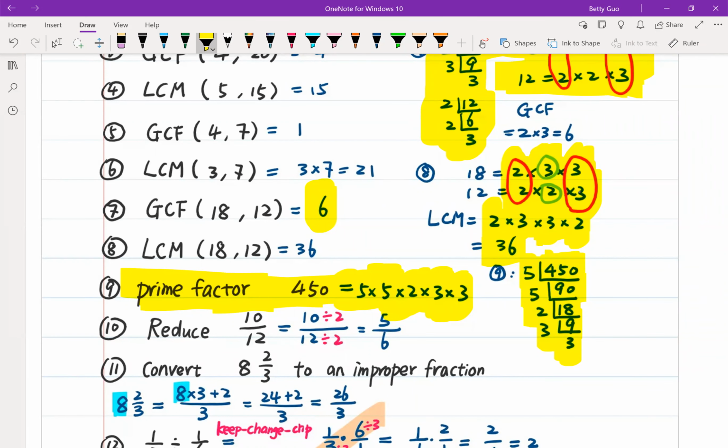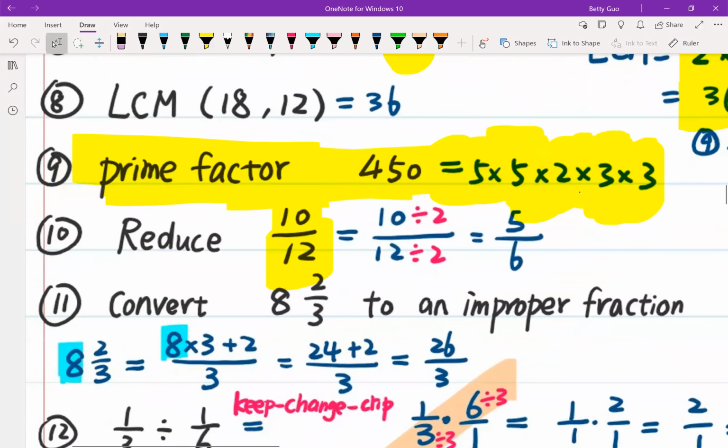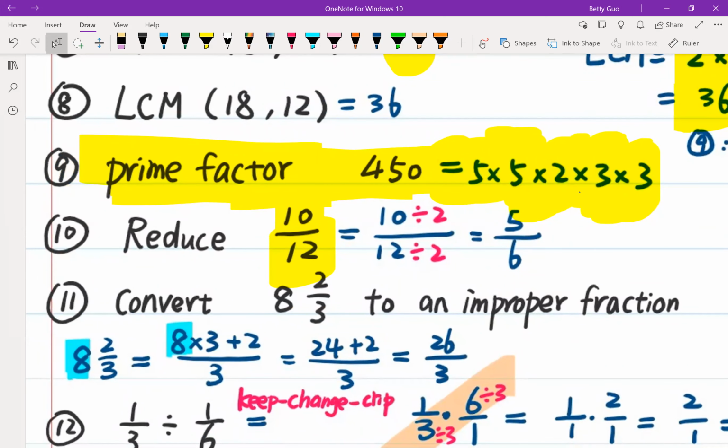Number 10, reduce a fraction. Numerator 10, denominator 12. They have GCF 2. Divide both top and bottom by 2. Numerator becomes 5, denominator becomes 6. 5 over 6 is the reduced form of 10 over 12.